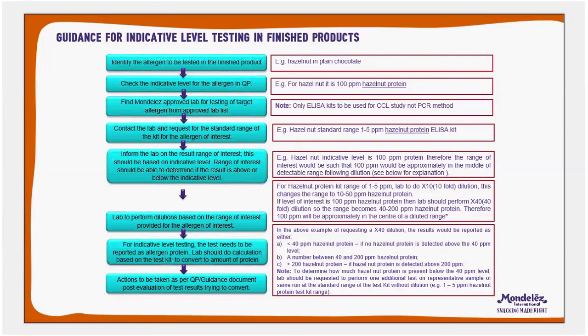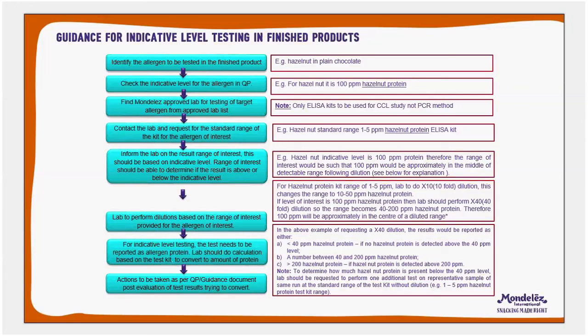When we think about actually testing for the presence of allergen in an indicative level study, there are some things that we need to think about, and it really is because the indicative level is all about the allergen protein. So let's take you through the flowchart that we have here. The first step is clearly to identify the allergen that's going to be tested in the finished product. And I'm going to choose as an example here that the allergen is hazelnut and the finished product is plain chocolate. The next thing to do is to check what the indicative level is by referring to the QP.